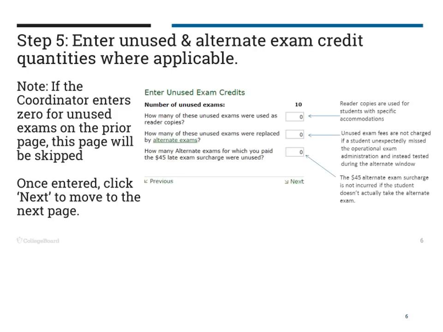You'll see some explanation here on the side next to each number. Unused exam fees are not charged if a student unexpectedly missed the operational exam administration and instead tested during the alternate window. So something to always keep in mind. And the $45 alternate exam surcharge is not incurred if the student doesn't actually take the alternate exam. So another important reminder.